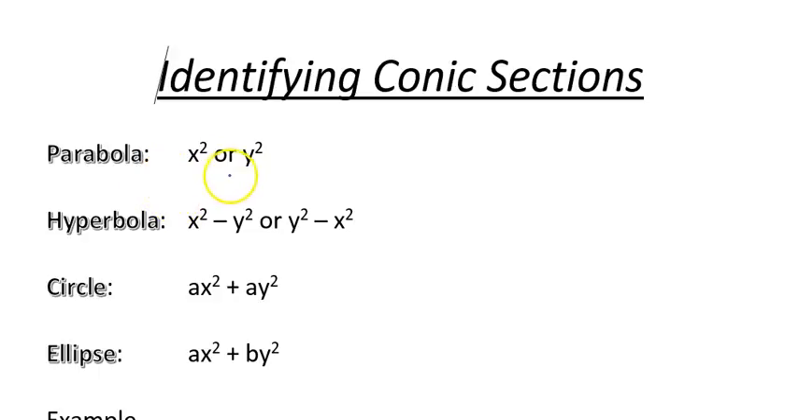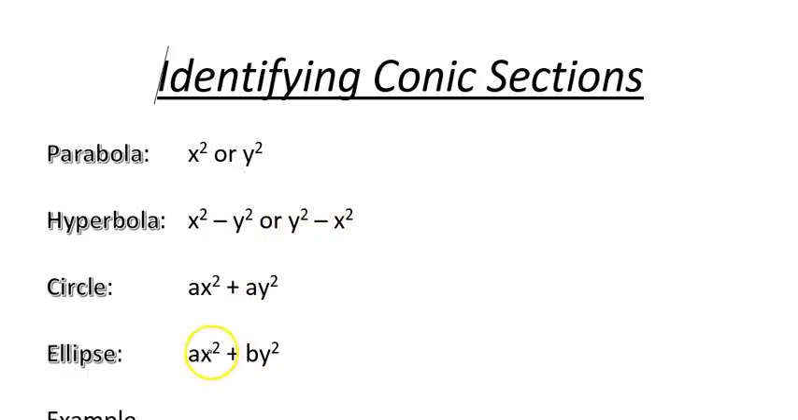For a parabola, the equation is only going to have an x squared or a y squared, but not both. So if it only has one of those squared, it's a parabola. In a hyperbola, you're going to have both of them squared. X squared and y squared will both be there. One will be positive and one will be negative. It could be the x squared minus the y squared or the y squared minus the x squared, but you're looking for different signs.